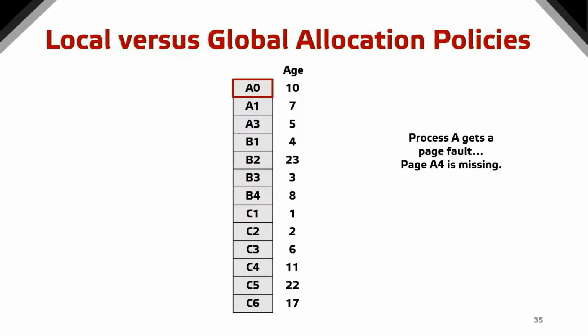Speaking about the local replacement algorithm, it basically tells us, let's try to find the least recently used page considering only the pages currently allocated to A. We go through all pages of A and see that A3 has the lowest age. First we remove it and swap it with the incoming page. This is called the local page replacement algorithm.